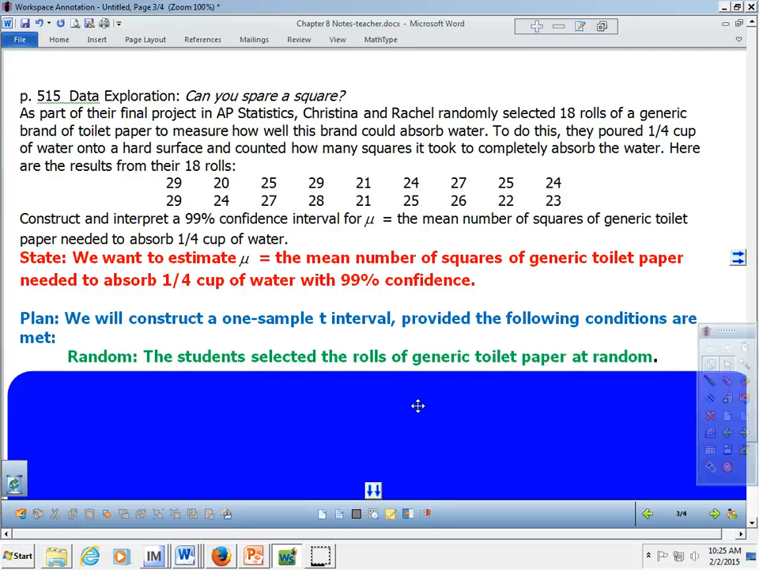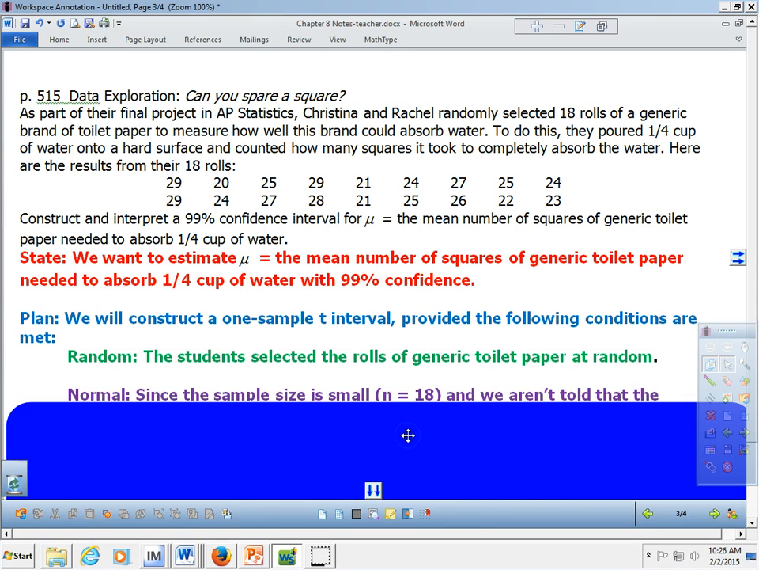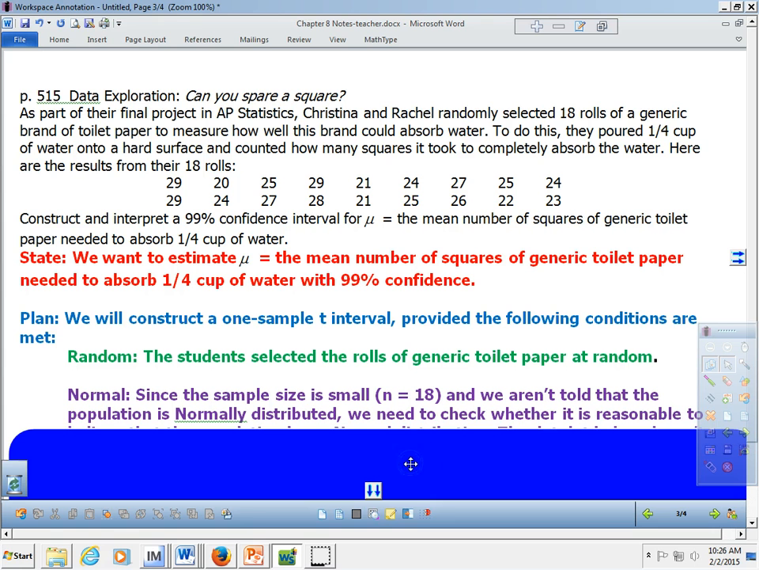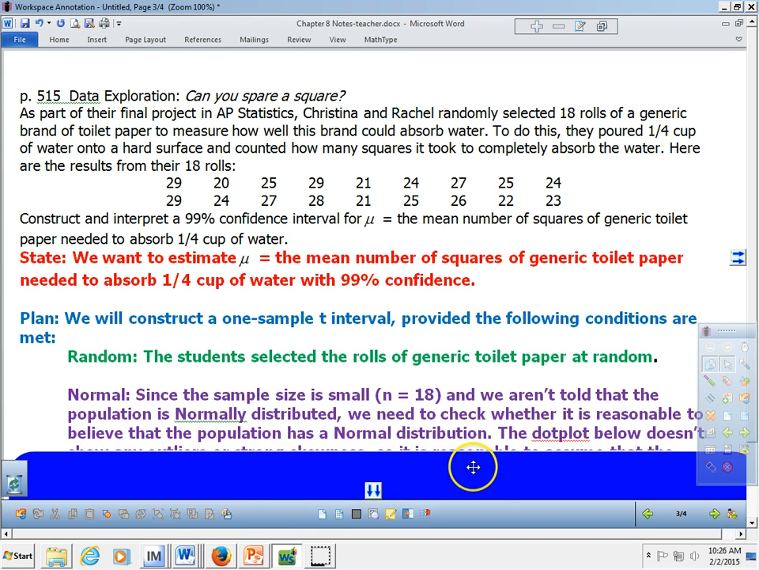Okay, the next issue. Sample size is smallish. There's 18 rolls. And we don't know that the population is normally distributed. So what we have to do is check to see if our sample data at least does not have any outliers or shows strong skewness. Remember, we're in that mid-range, that mid-tier. So if it shows a bit of skewness, we're okay, but no outliers and no strong skewness, right? So we need to go check that.